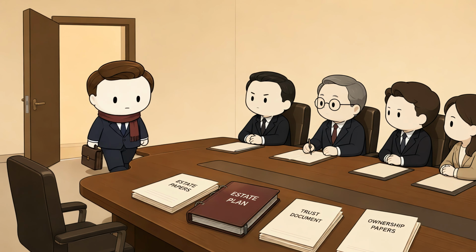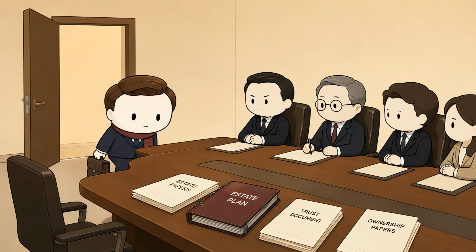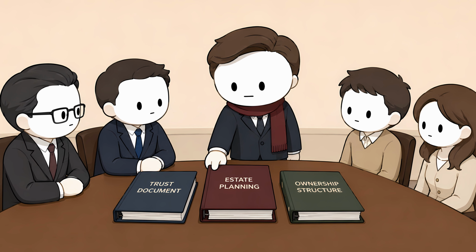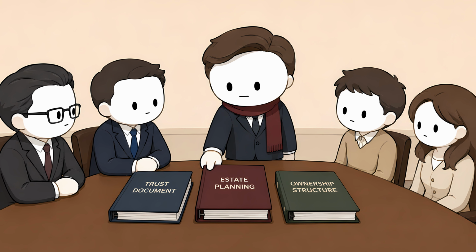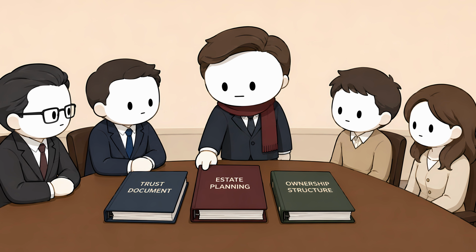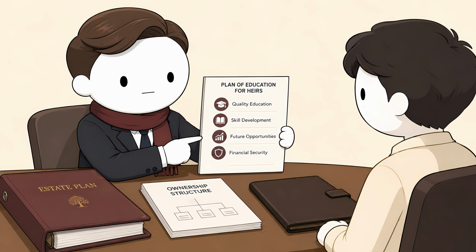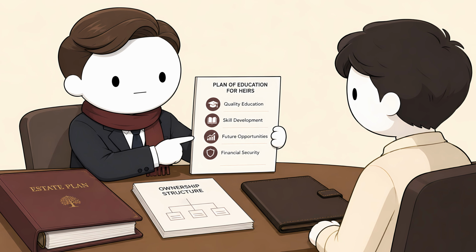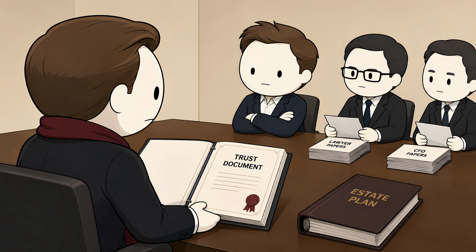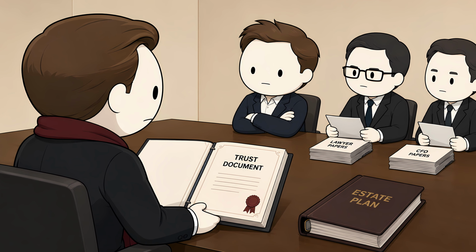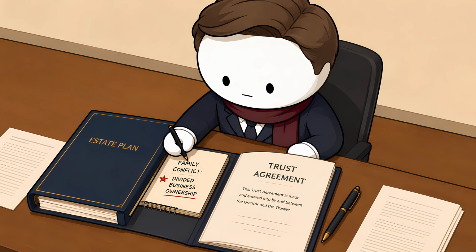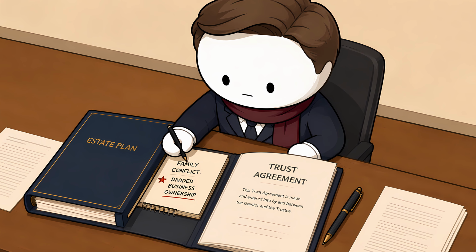You move into the boardroom with the lawyer, CFO, and heirs. In the boardroom, you place the estate planning binder between the trust document and ownership structure. You guide the heirs back to the plan of education for heirs. The heir resists the plan while you keep the trust document open. You mark one family conflict topic in the hidden notebook.